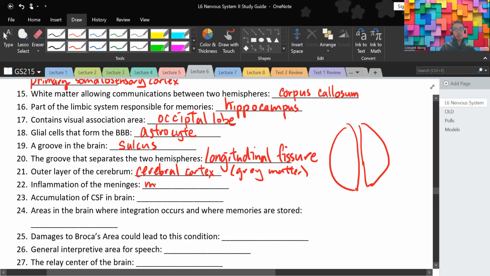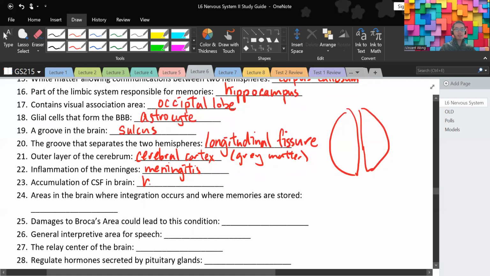Inflammation of the meninges is meningitis. It could be caused by bacteria, virus, or even fungus. Stiff neck, headaches. Need to seek medical attention.